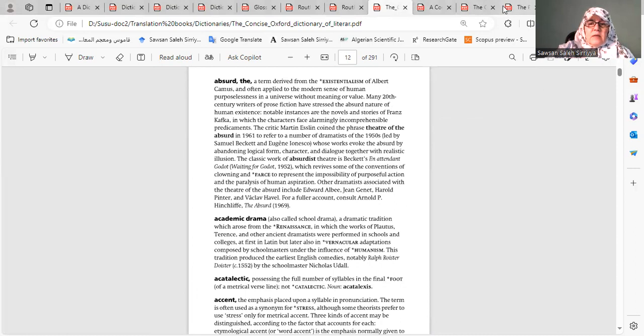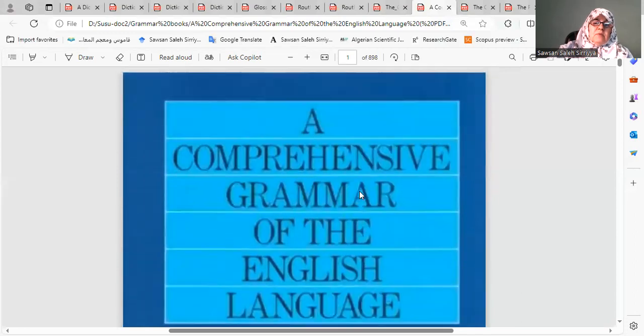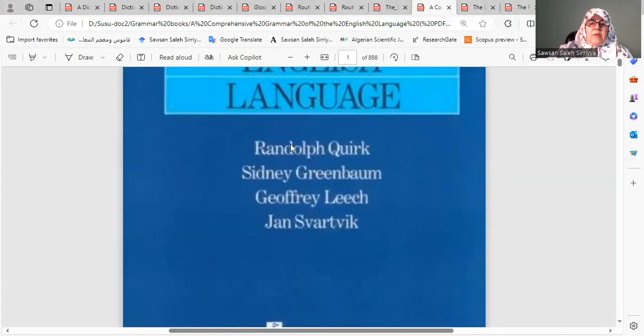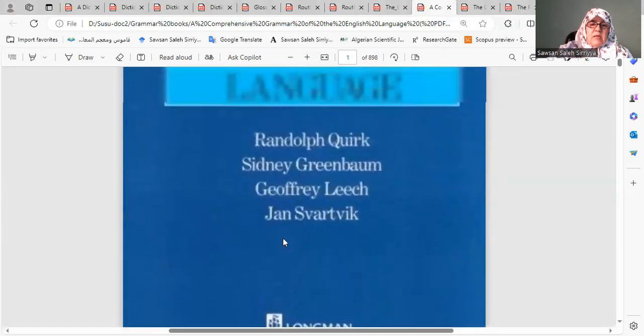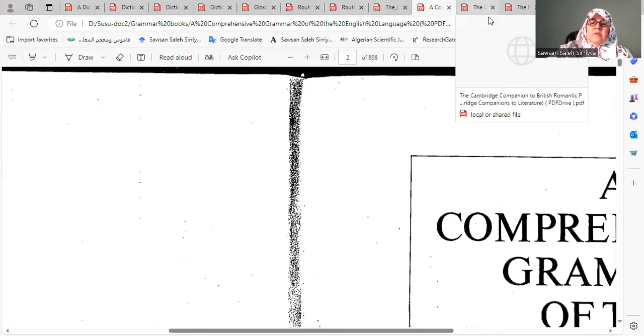Another book which is very important for those who write about linguistics, semantics, pragmatics is called A Comprehensive Grammar of the English Language. This is actually called the Bible of English grammar. You see, there are 898 pages in this book, and it is written by these four very famous authors in language and linguistics. This is very important for those who write about grammar, linguistics, semantics, pragmatics, etc.